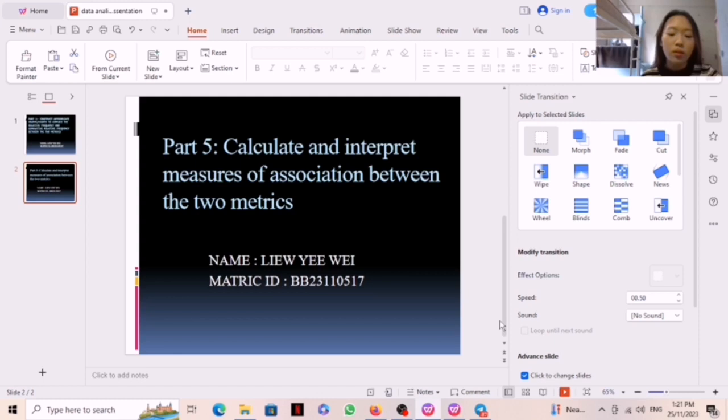Today, I want to present part 5 in our group assignment, which is to calculate and interpret measures of association between the two metrics.